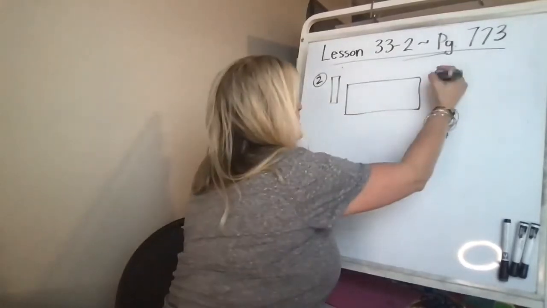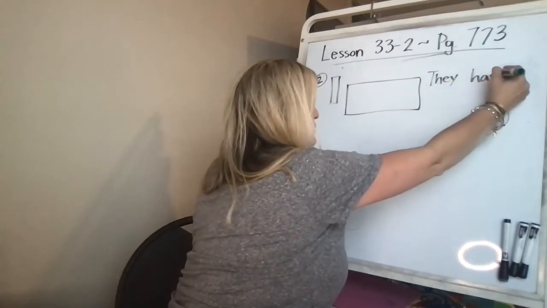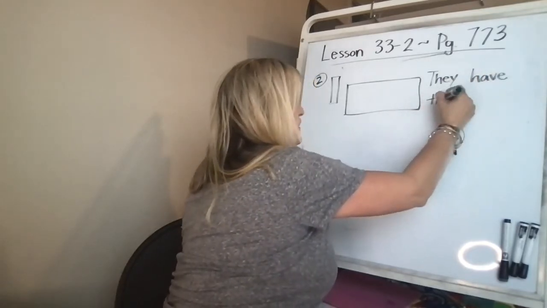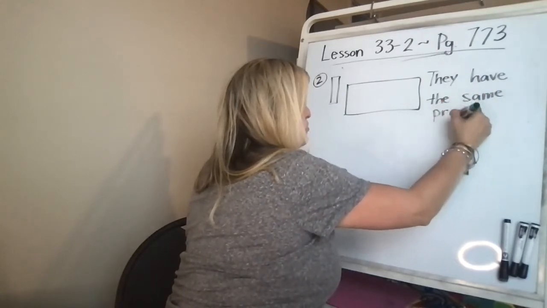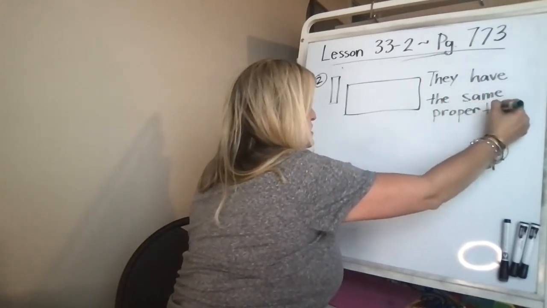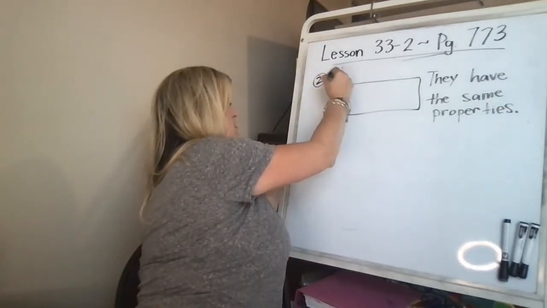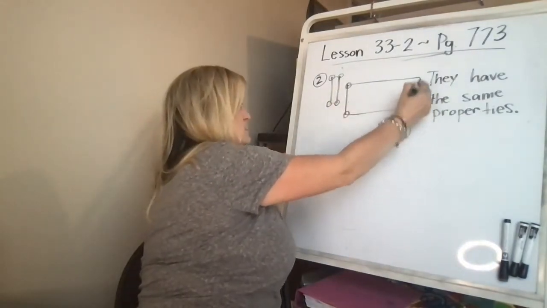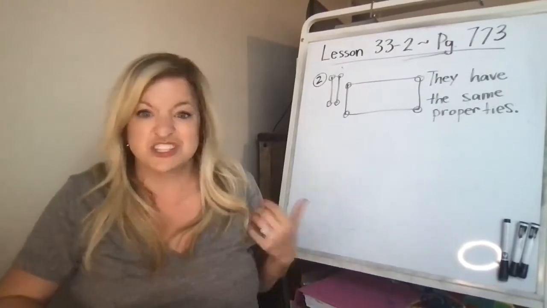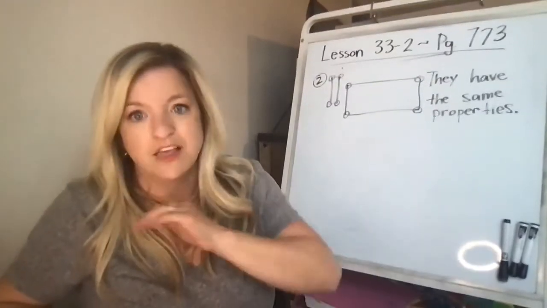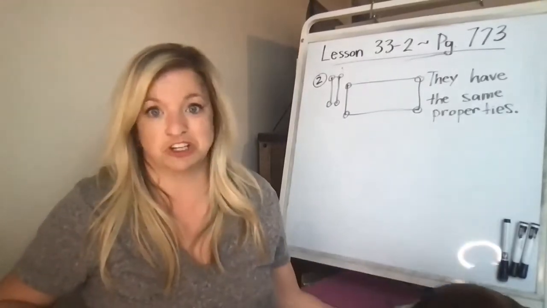Okay. So it's because they have, and I want you to write this down like I always do, they have the same properties, period. So again, 4 corners and 4 sides. So it just kind of, this is a model to show you that even though they look different, they're still the same because they have the same properties. They both have 4 sides, they both have 4 corners, they're both rectangles. They just look different, okay?